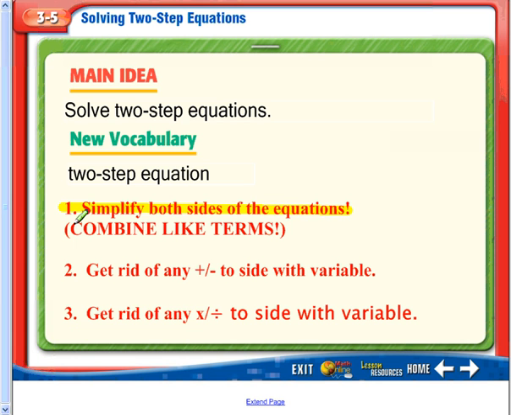Okay, here we will use terms like combine like terms. Step 2, we need to get rid of any addition or subtraction to the side with the variable. And step 3, we need to then get rid of any multiplication or division to the side with the variable.